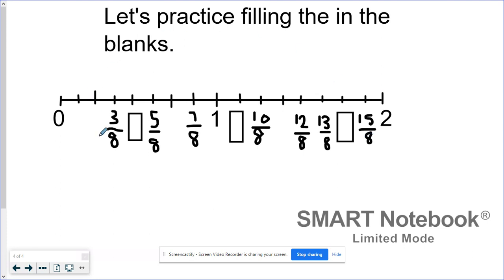So my question is, how are we going to fill in the blanks? Well, I have a lot of clues on this page to help me. I know that when I use my numerator, I just go ahead and copy the unit fraction. So I know if this is at 3/8, then the next fraction would be 4/8.